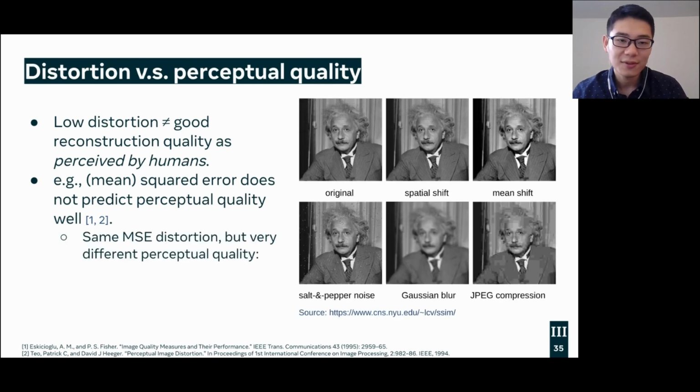The image on the top left corner is the original one, whereas the 5 other ones are all corrupted versions obtained by, for example, shifting the original one by a few pixels or compressing it with JPEG. Now, all these 5 images have the same mean squared error relative to the original, yet we perceive them to have very different perceptual quality.